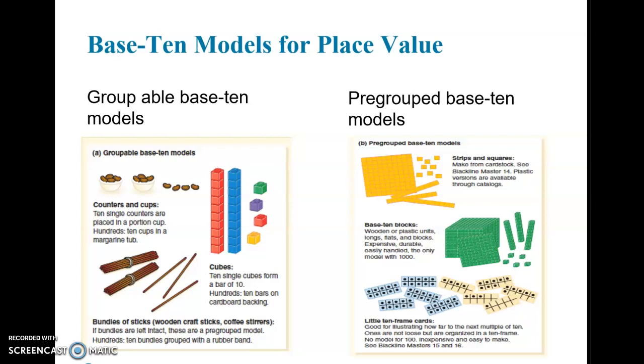Groupable models are the models that most clearly reflect the relationship of 1s, 10s, and 100s, because students can build the 10s from the single pieces and verify its value. If you put 10 beans in a cup, that is literally the same as 10 single beans. You can also use bundles of wooden craft sticks or coffee stirrers grouped with rubber bands. You can also use plastic connecting cubes.